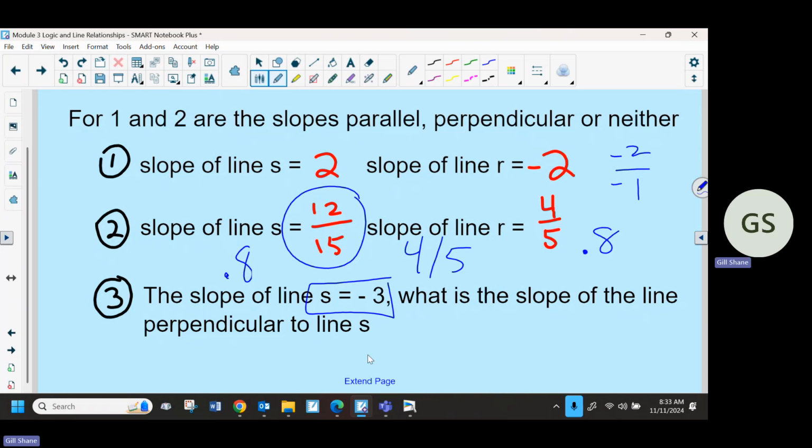So what do I do? Somebody said it, I think. So what do I do though? How do I change a slope into a perpendicular slope? Oh, you flip it and.